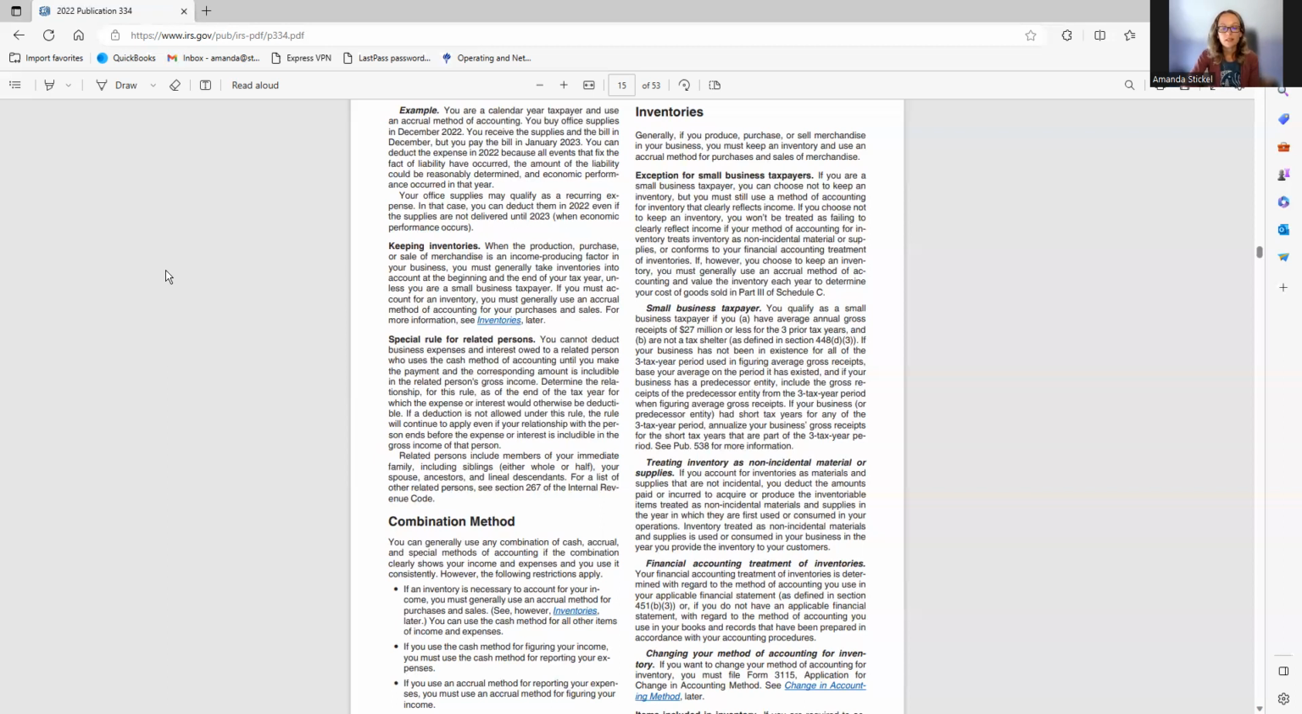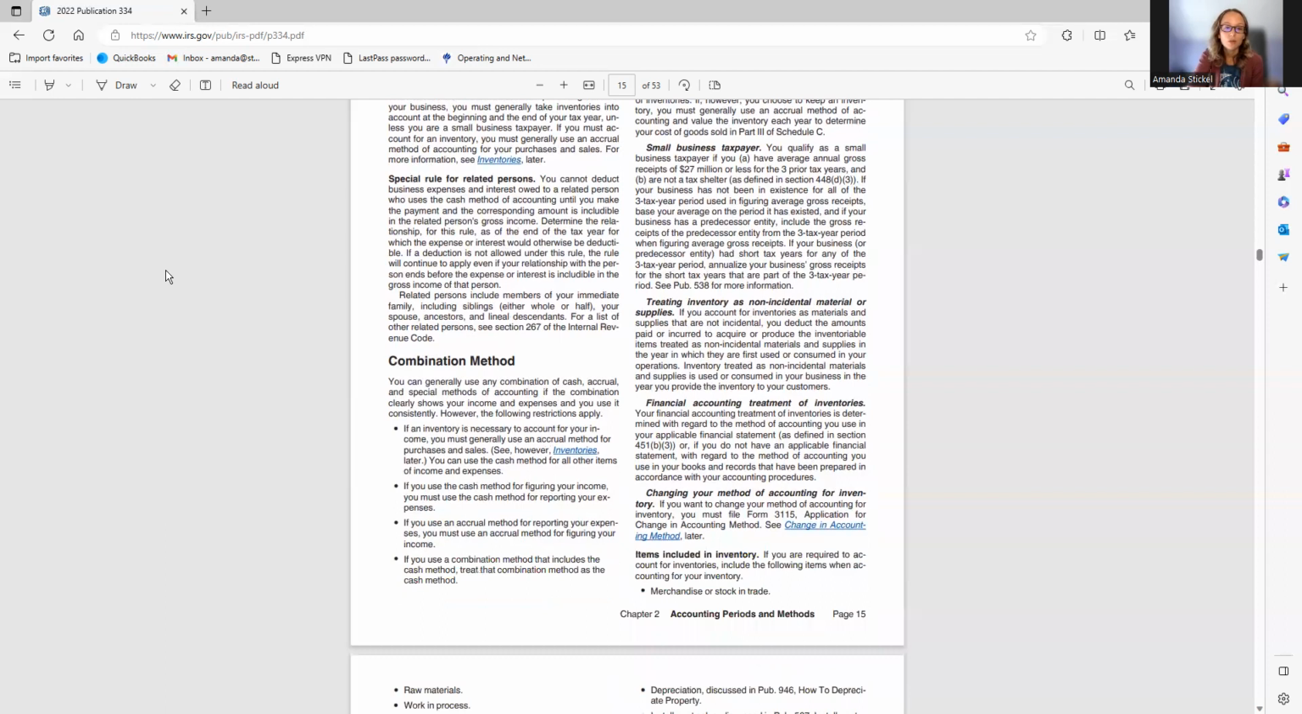So what this is saying is if you are doing business with your sister and she's cash method and you're accrual method, you cannot claim that expense or interest when that is incurred like you typically would with everything else with accrual method. You have to wait until she actually is able to claim that. So you have to match that. And that's only for related persons.